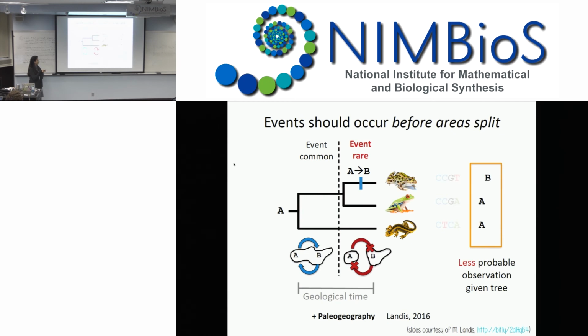Because in order to have a split here, we would then have to have an ancestor in this lineage dispersed to area B. If we move this node so that the dispersal happened when it was actually a probable event, then we can assign a higher probability to that.